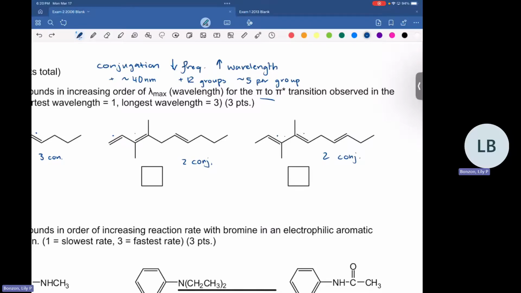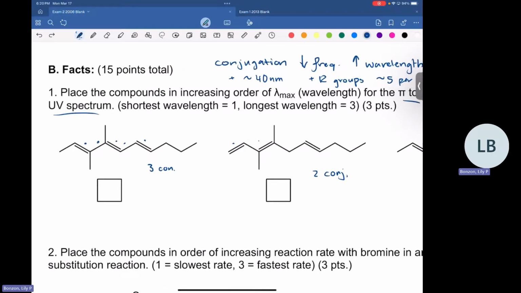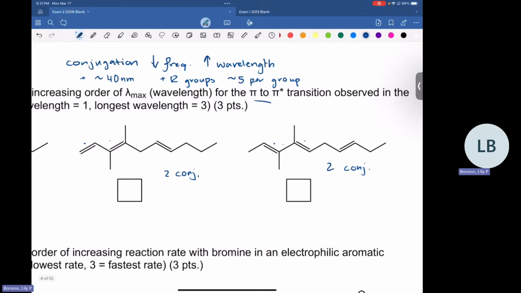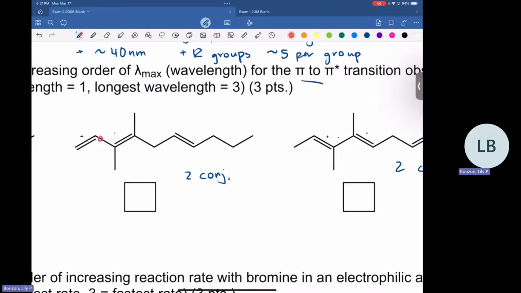So already we can determine which is going to be our greatest wavelength. Again, more conjugation increases the wavelength. So on the left, we have an additional conjugation. That's going to give us basically an extra 40 nanometers. So this is going to be, on the left, our longest wavelength. So between the middle and the right, I'm going to go ahead and look at the number of groups I have for each of those double bonds.